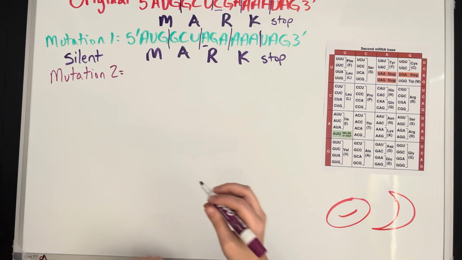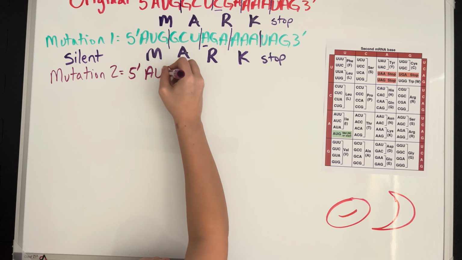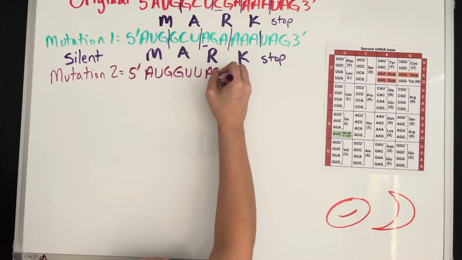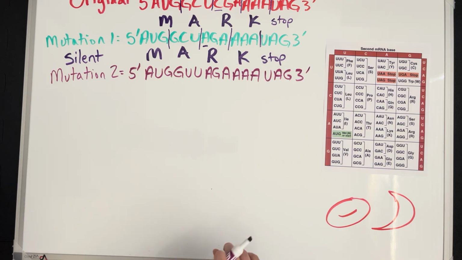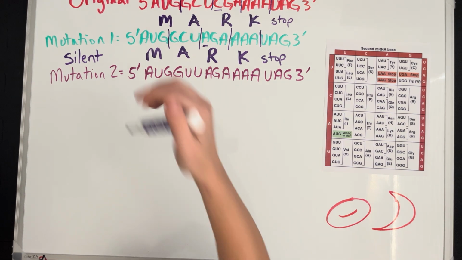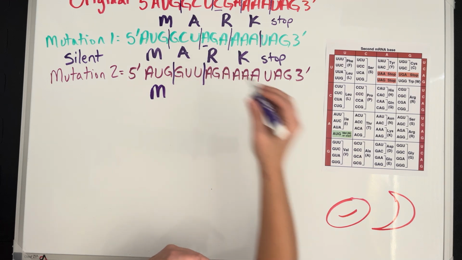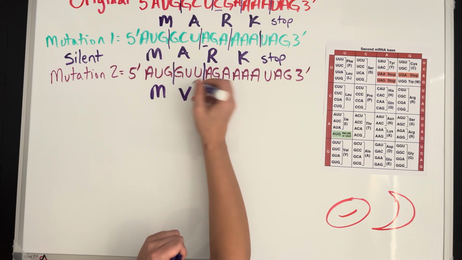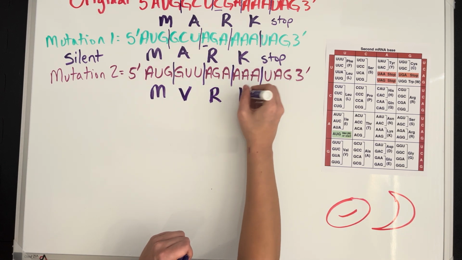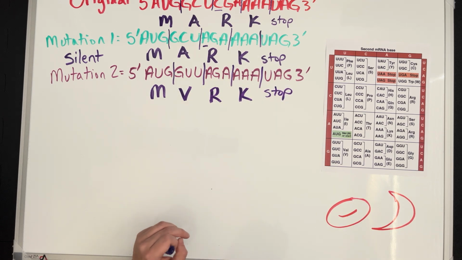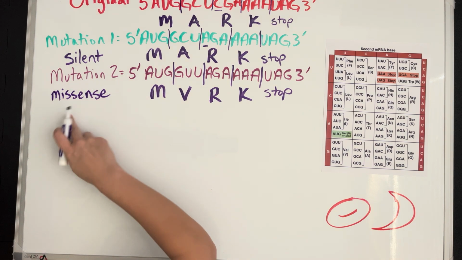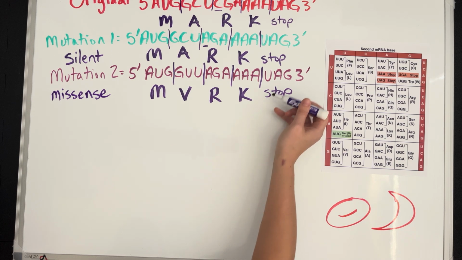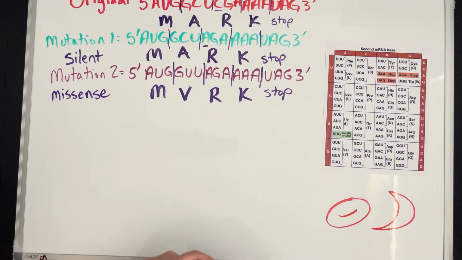Mutation 2. All right, same thing. Let's go ahead and translate it. AUG is M. GUU. Let's check our chart. GUU is valine. This one didn't change. This one didn't change. This one didn't change. So now we have a misspelled word, and this is called a missense mutation. Missense is misspelled. So anytime your protein spells something different than your original, it's a missense. Let's do another one.